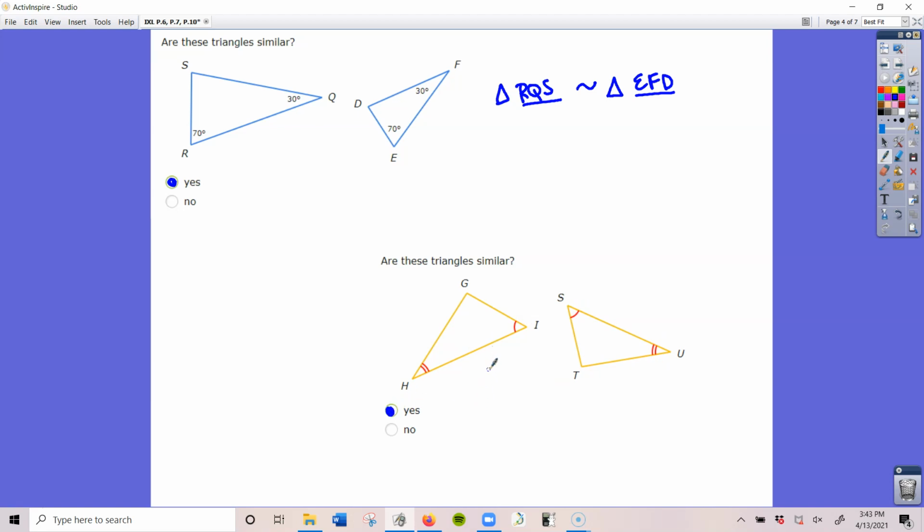And now we write out that similarity statement. So triangle, if I start here with the 2 and then the 1 and then to none, it would be HIG. Would be similar to triangle. Again, I went from 2 to 1 to none, so I have to go from U to S to T. And that's also as hard as it gets for P7.